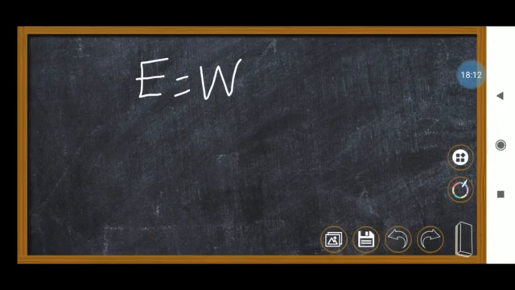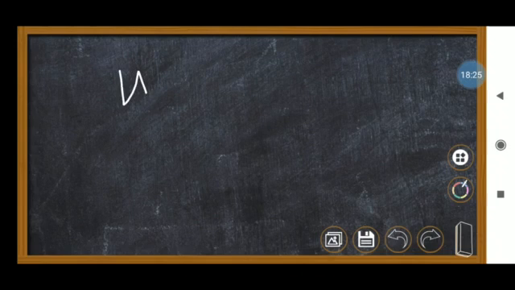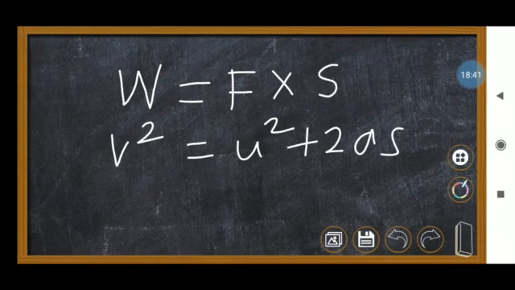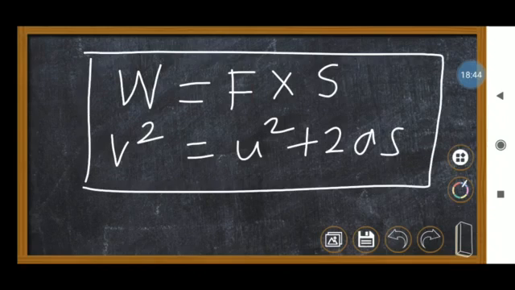Energy is equal to how much work you are doing; that much energy you need. Work done, what's the formula? Work done equals force into displacement. Please kindly remember these two equations, v square equal to u square plus 2as and work done equal to force into displacement. From these only I am going to derive the equation.